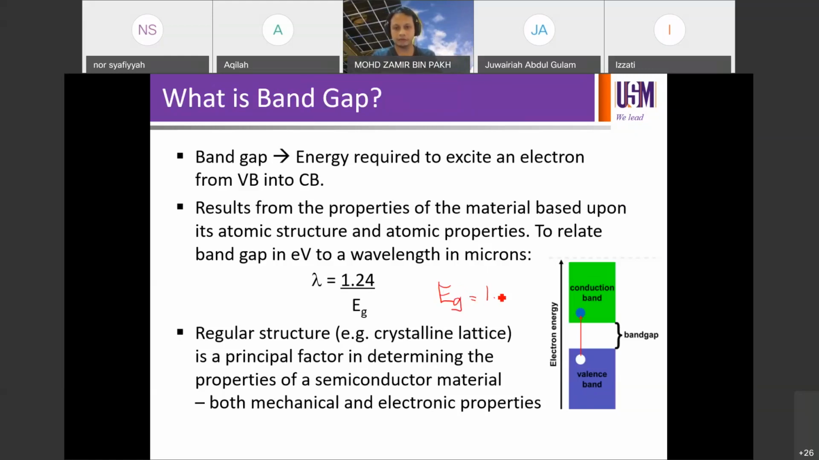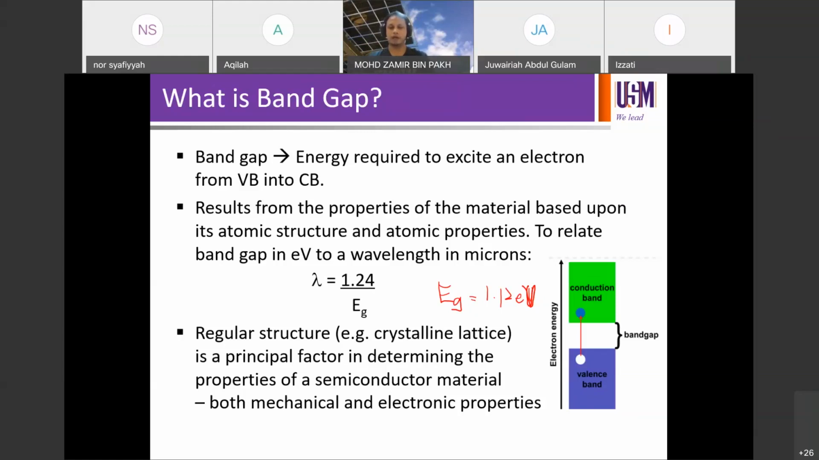So the band gap of silicon is 1.12 eV, electron volts. That means we need to supply 1.12 electron volts of energy, or you can also convert it into joules, in order for us to excite a valence electron from the silicon, from the valence band into the conduction band, for it to conduct electricity more readily, okay? So that's the amount of energy required.